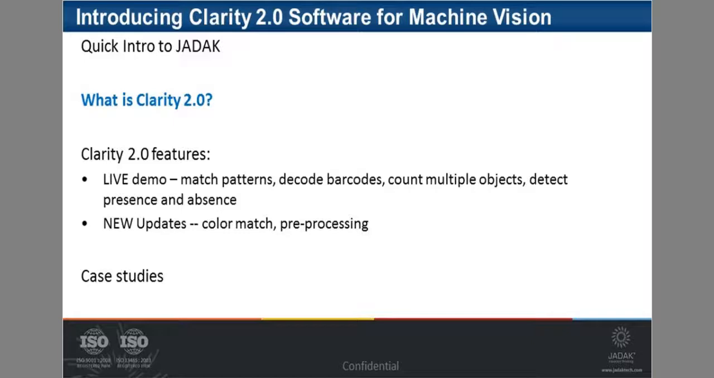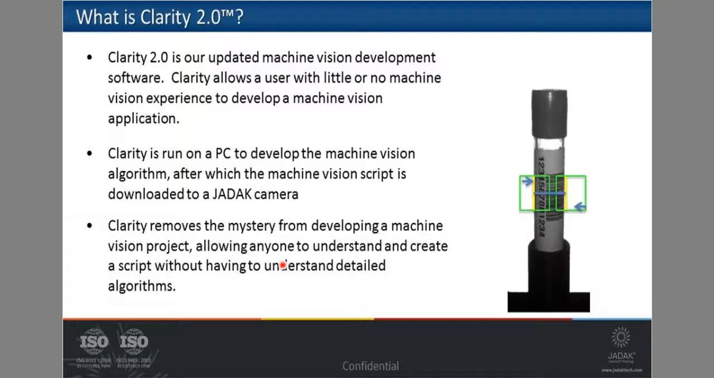Okay, with that little background covered, we're going to talk now about our Clarity 2.0 Machine Vision Assist package. So Clarity is machine vision development software really targeted towards our customers who might want to develop machine vision algorithms, but they don't have machine vision experience. And actually, maybe you don't even need to be a software engineer in order to use Clarity.